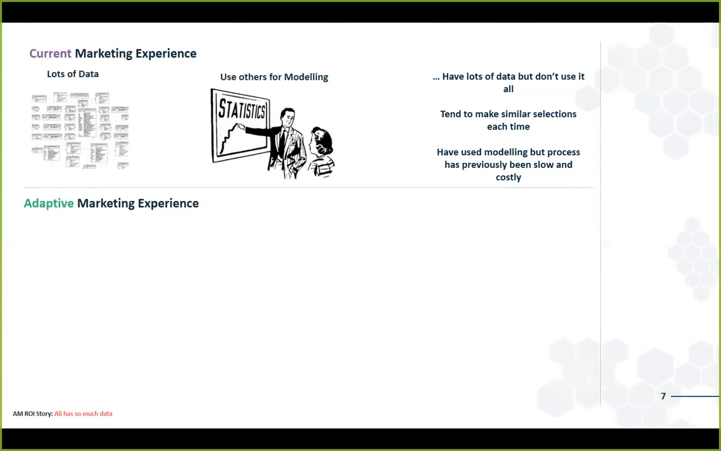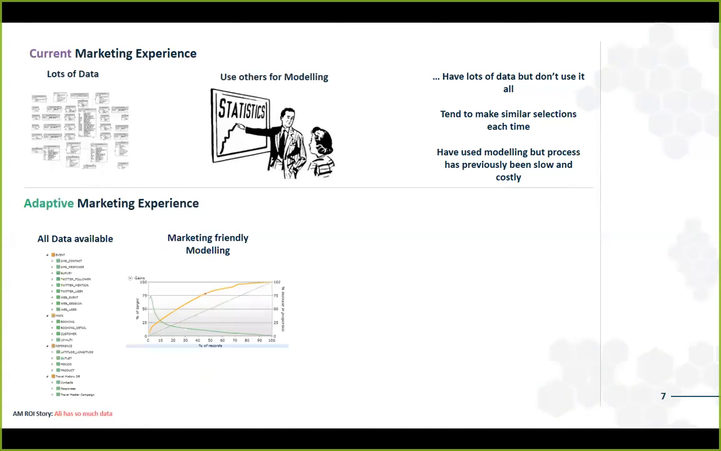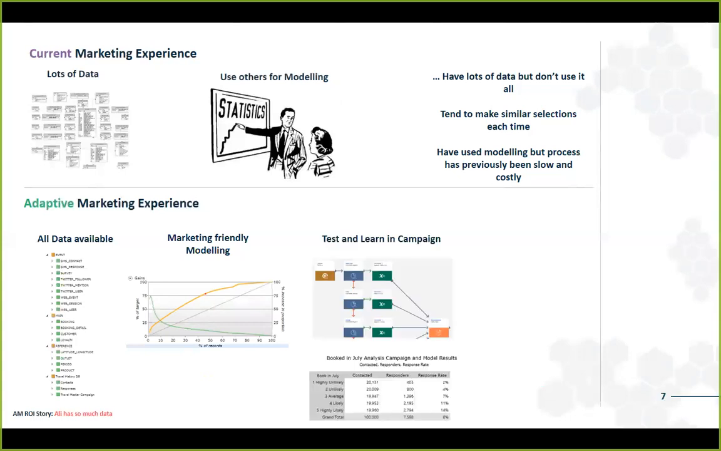Now, if we think about what an adaptive marketing experience could look like for Ali, well, with a tool like Alterian, she's got all the data available, all in one place, covering behaviour across channels, product purchases, as well as customer information. She's also, as you're going to see, got some marketing-friendly modelling tools, some tools that don't need top-level stats knowledge to be able to build a model. She's got the ability to take the results of those models and drop them into her campaigns, which she's comfortable with, and also to look at the results of those models and how they behave, and indeed the results of her campaigns, again, things she's comfortable with.